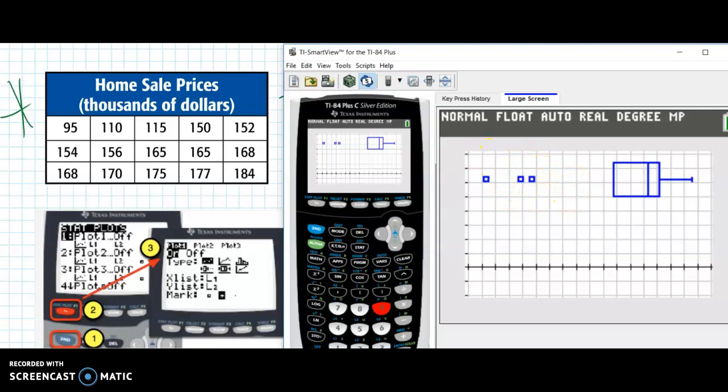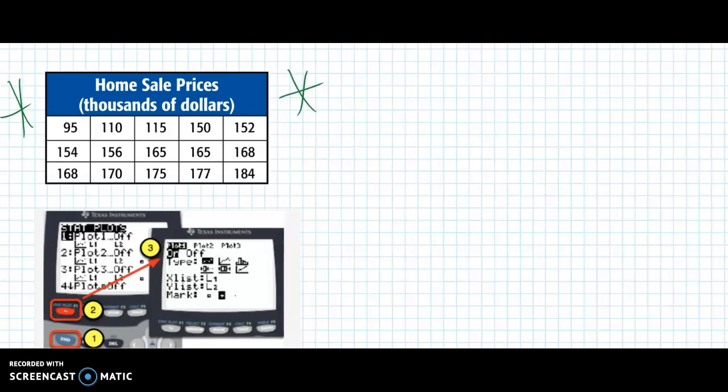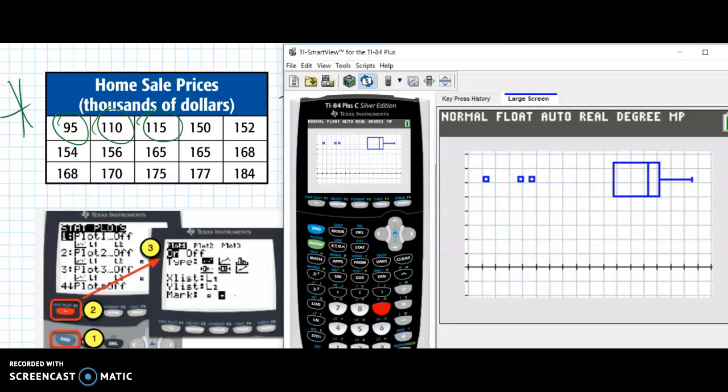So the outliers would be your 3 smallest numbers probably, which would be the 95 and probably the 110 and then the 115. Those look like the 3 smallest numbers because these are all nicely listed in order. So those all 3 would be outliers. And then you have this whisker over here. It's kind of nice that it shows you right away what would be the outlier.